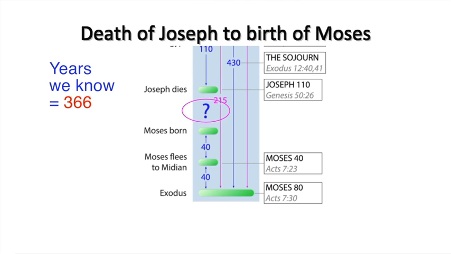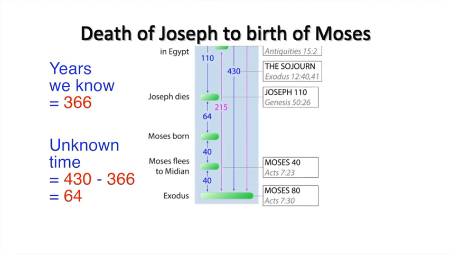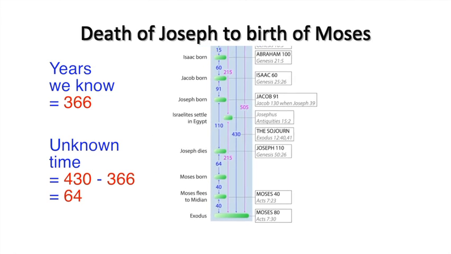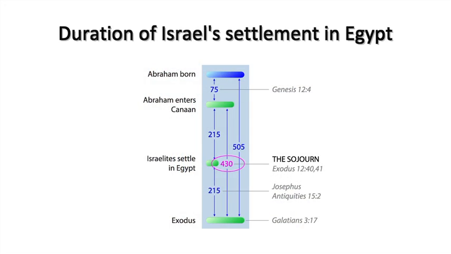So the unknown time, that is, from Joseph's death to Moses' birth, must be 430 minus 366 years. That is, 64 years, in order to make up the 430 years. Finally, we can verify the fact that the 430 years from Abraham's entry into the land until the Exodus is neatly divided into two halves. And this is further evidence of divine design.